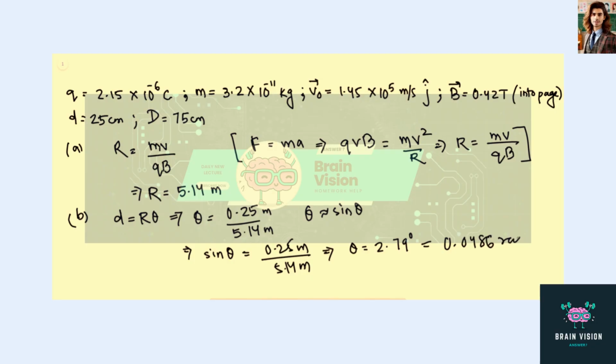0.0486 radians. And since the velocity is constant here, the time will be given by distance over the velocity, and we get the time to be 1.72 times 10 to the power minus 6 seconds.